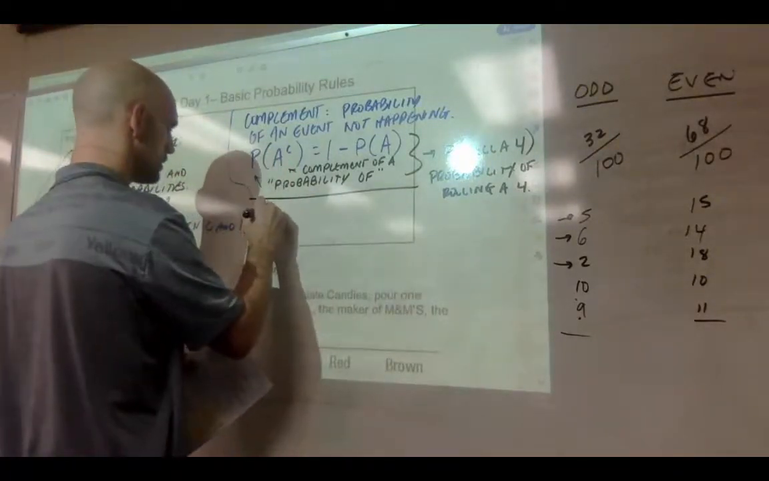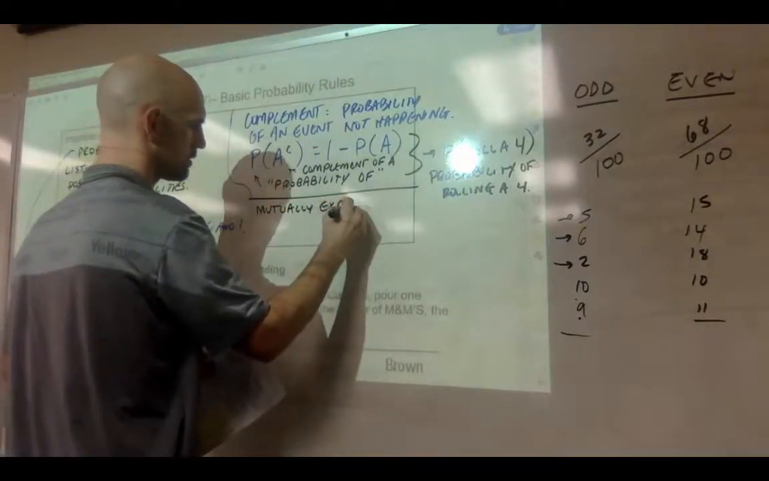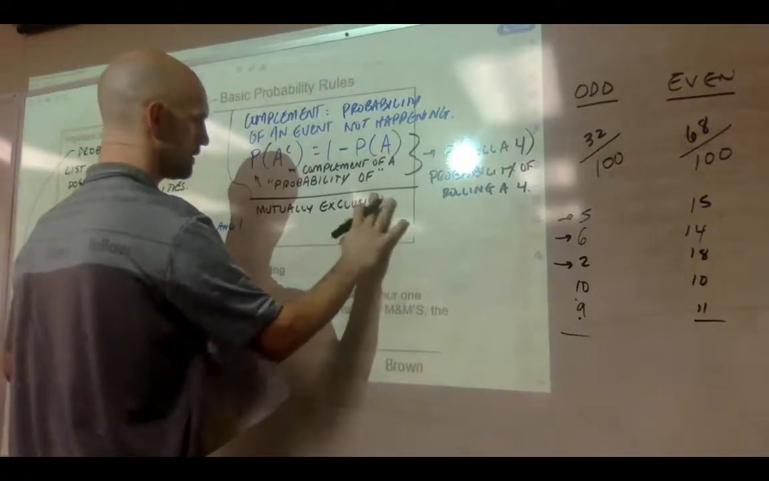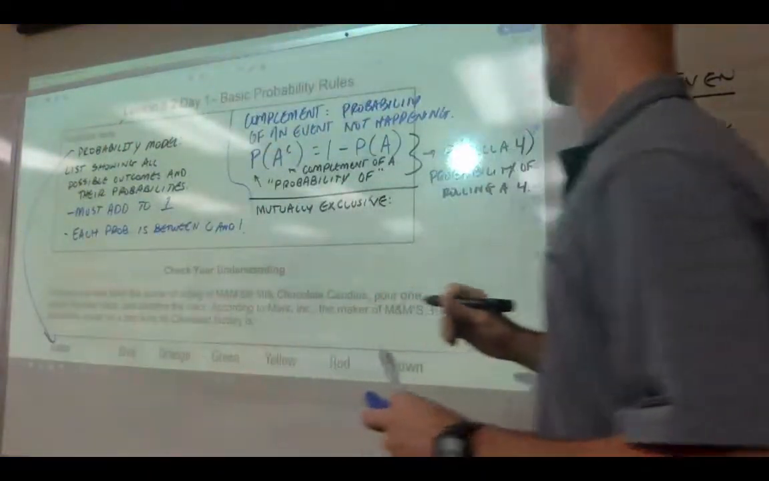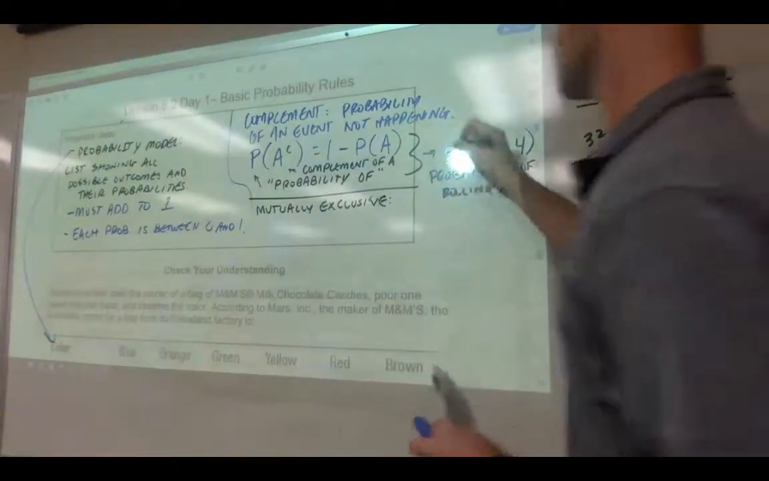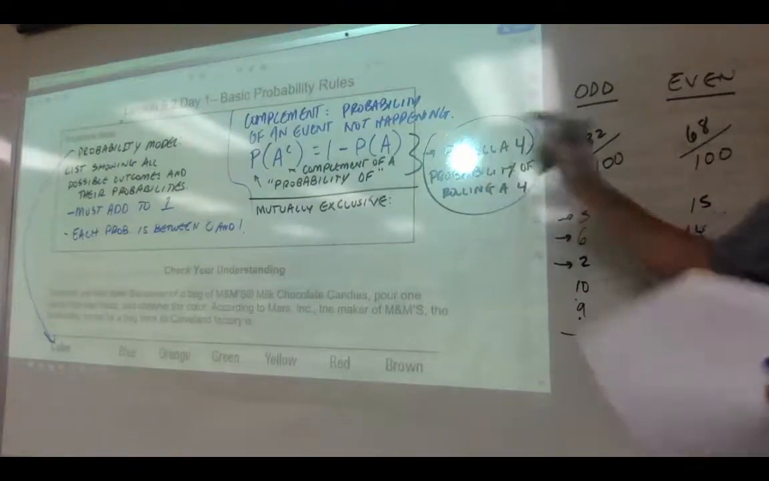Wait, you said probability of rolling a 4, but wouldn't it be probability of not rolling a 4? Yeah. That's what this means here. This all goes together. So P of rolling a 4 means probability of rolling a 4.